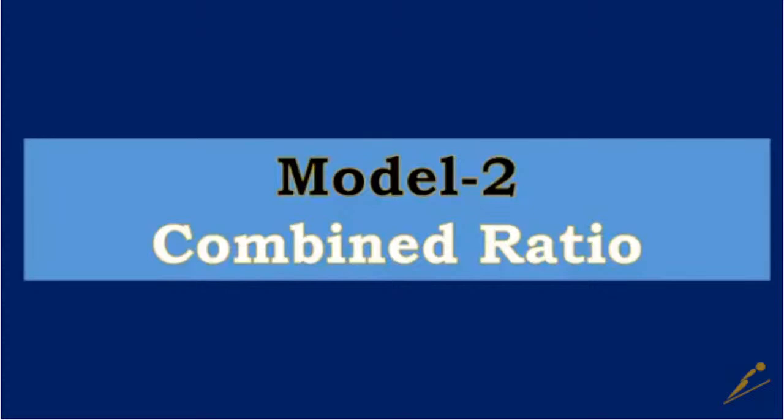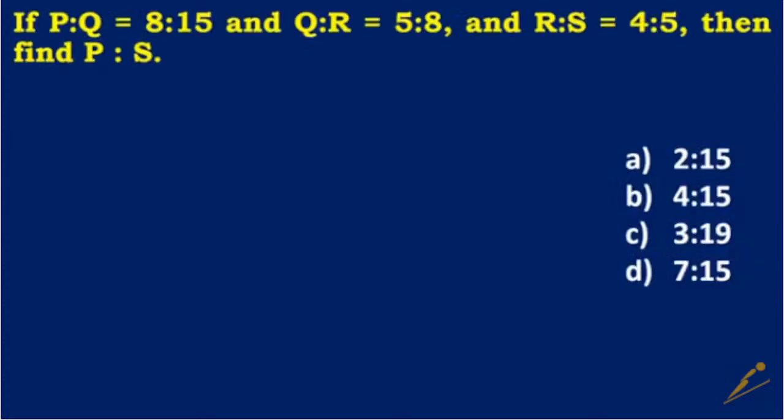Model 2. Combined ratio. Example 1. If P:Q equals 8:15, Q:R equals 5:8, and R:S equals 4:5, then find P:S.